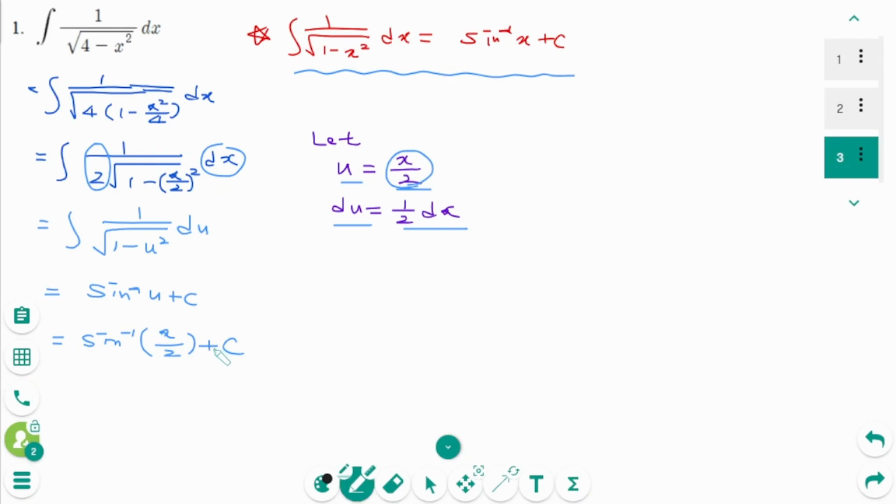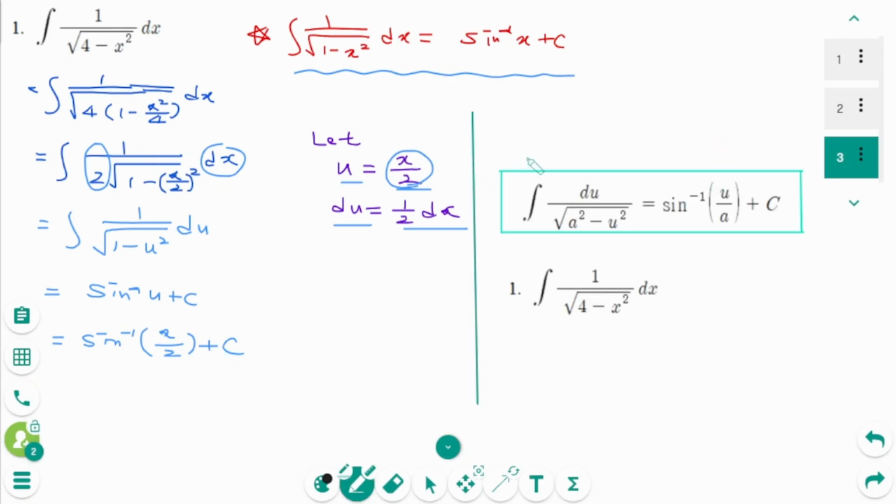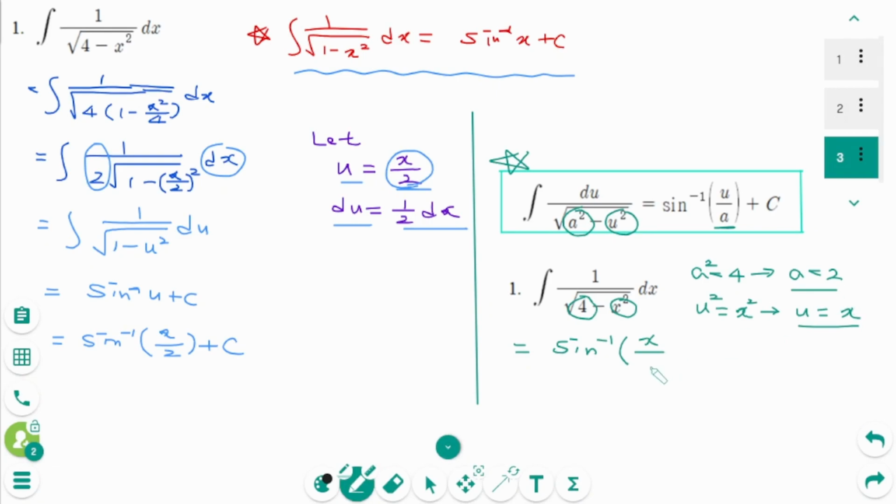Plus c. But if you remember the formula, let's see how fast we can find the integral. Comparing with the formula, a squared is 4. That means a equals 2. u squared is x squared. That means u equals x. The answer is arcsine u over a, u is x, over a is 2, plus c. We have the same answer.